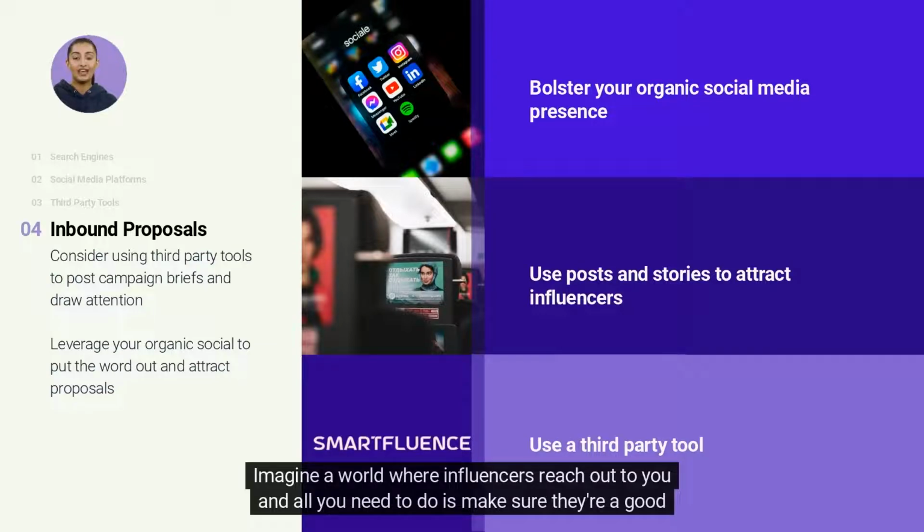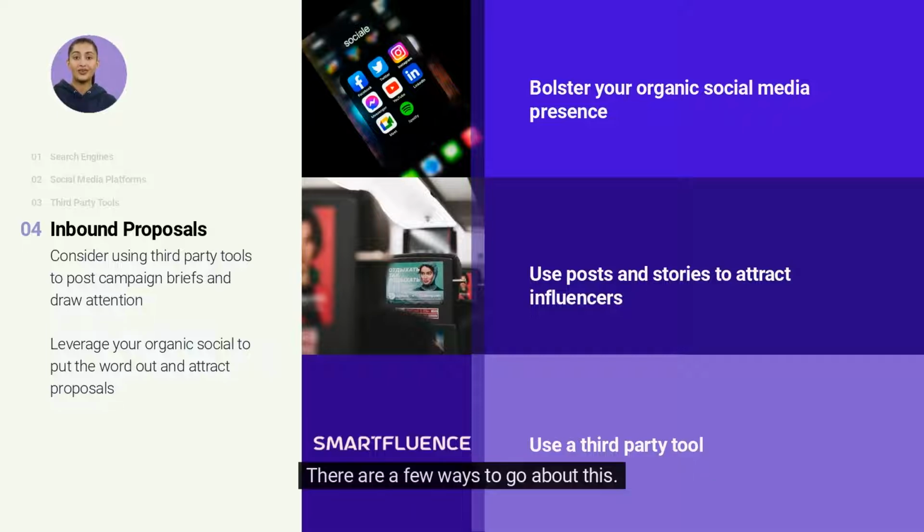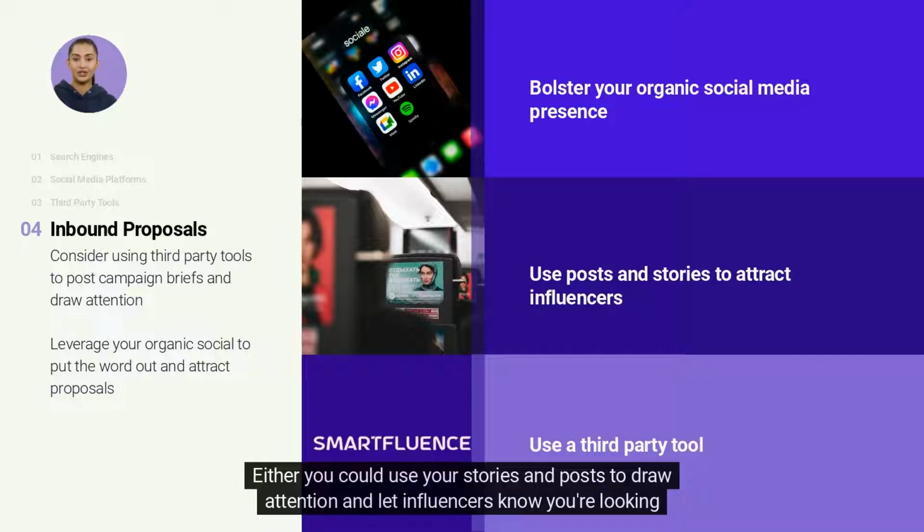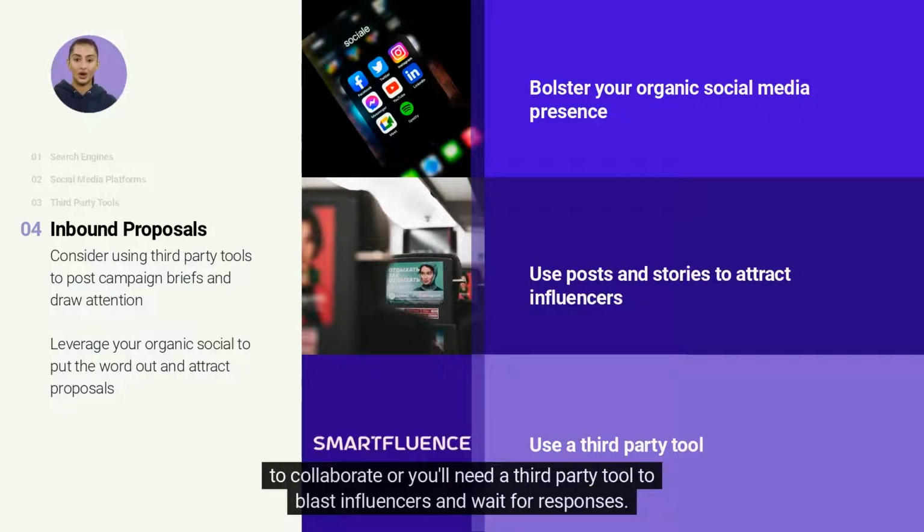Inbound proposals are the dream for most brands. Imagine a world where influencers reach out to you and all you need to do is make sure they're a good fit and legit. There are a few ways to go about this. Either you scale to the point where your social media presence yields inbound requests, or you'll have to put the word out and wait for influencers to get back to you. Either you could use your stories and posts to draw attention and let influencers know you're looking to collaborate, or you'll need a third-party tool to blast influencers and wait for responses.